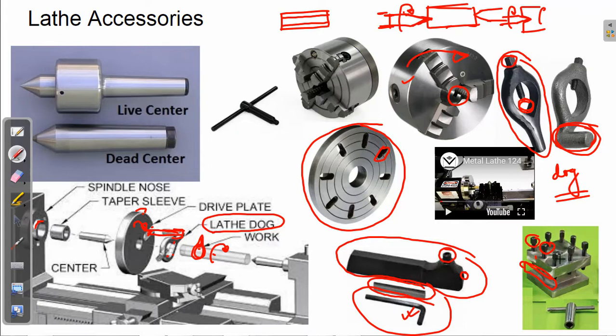These are not Allen bolts, because their head, if you see, is basically square. That is why this kind of key is used to loosen or tighten these particular screws.